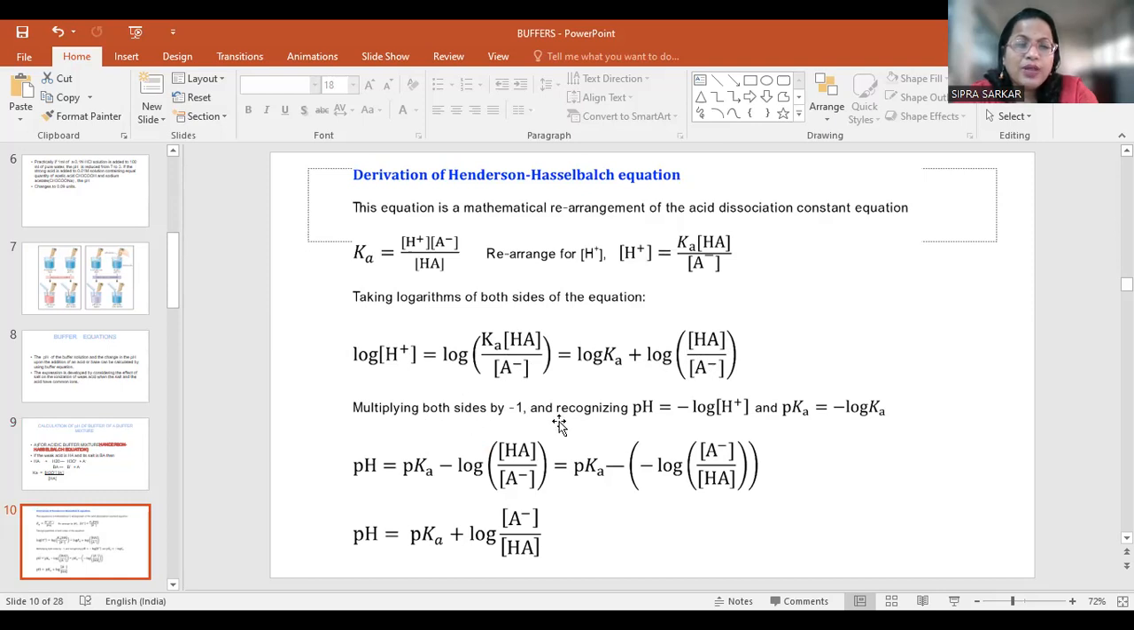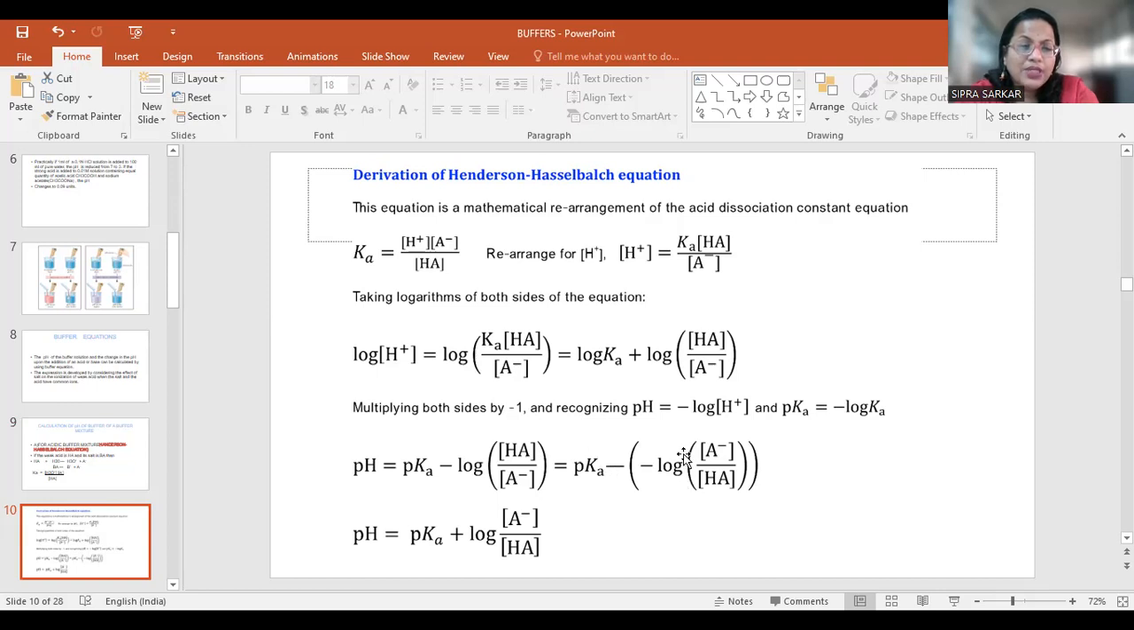So if we multiply both sides by minus 1, because we have to calculate the minus logarithm of the hydrogen ion concentration, this is known as pK, like minus log K. Why minus? Because pH equals minus log H, and pK equals minus log Ka. That means the minus is given to calculate the pKs.